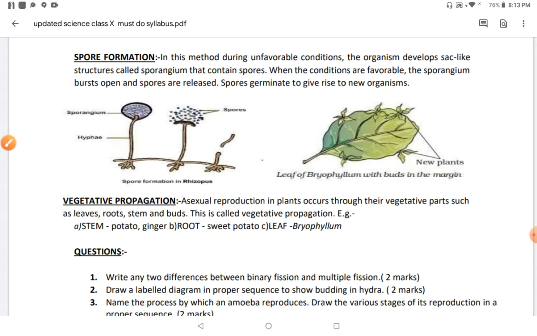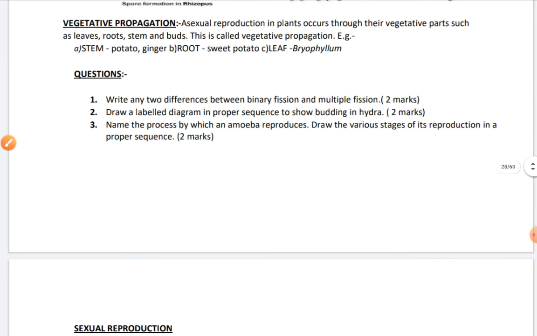And on the basis of the above content, you can do the questions that are given below.